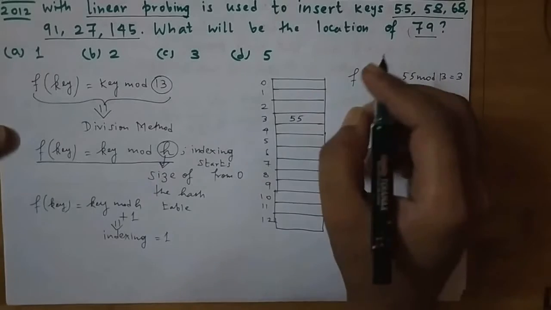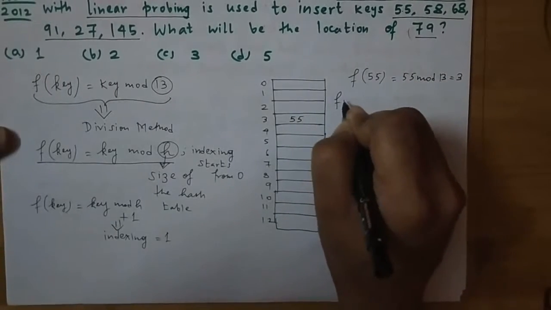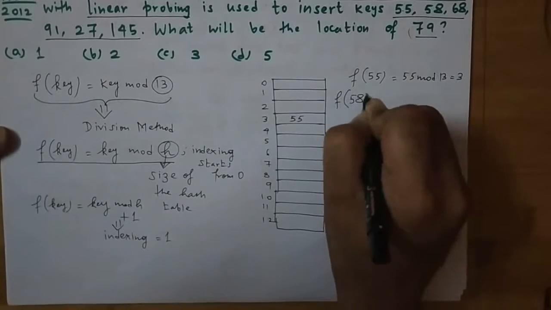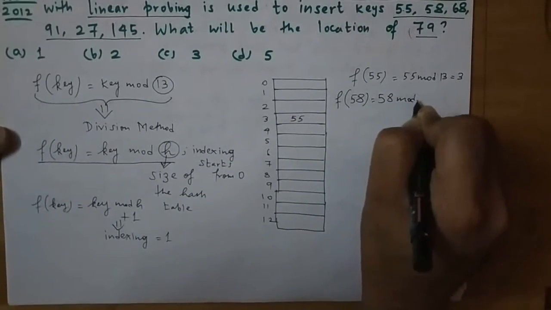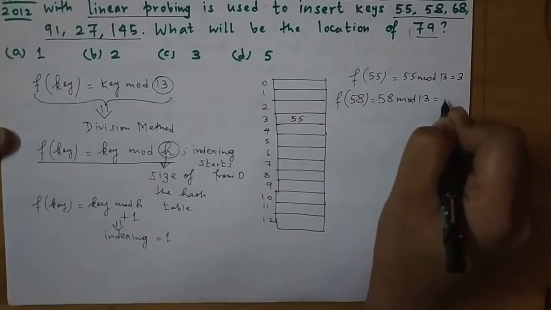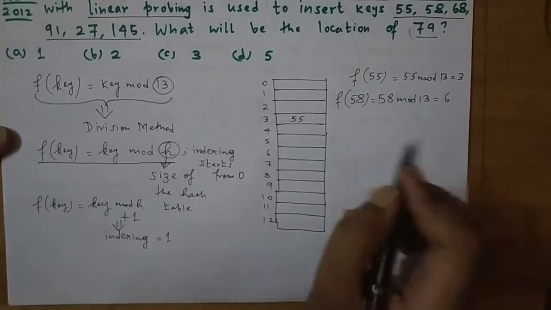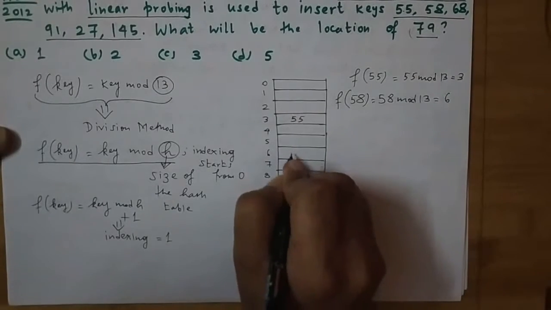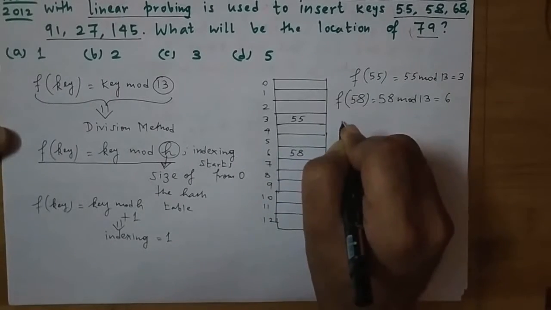I hope this is making sense. I'll do it for each of the key values. What about f of 58? If I do 58 mod 13, 13 times 4 is 52, so I get 6. So 58 will be mapped to location 6 of the hash table.